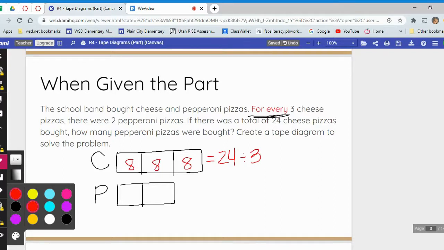Now, if those are 8, because this is a ratio, we know that these are going to be 8 as well. And that helps us answer our question because the question says how many pepperoni pizzas were bought. Well, 8 times 2, because there's 2 boxes down with the pepperoni. So we have 8 times 2 is 16. So if there were 24 cheese pizzas, we know there are 16 pepperoni pizzas because we have to keep that ratio of 3 to 2.